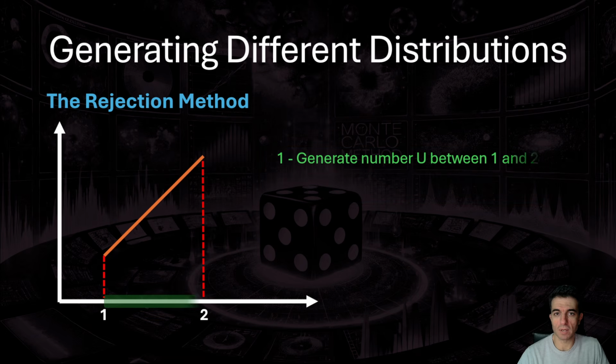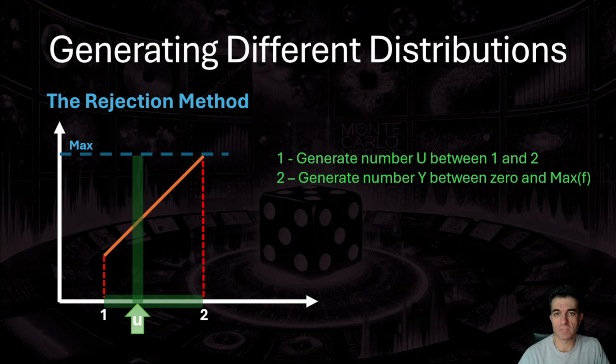First, we generate a random number, u, which means uniform, between 1 and 2 using the uniform generator. Imagine we got the number somewhere around this arrow. Then we define the maximum value of the distribution, and we generate another random number between 0 and this maximum that we just computed. At this point, we have two possible scenarios.